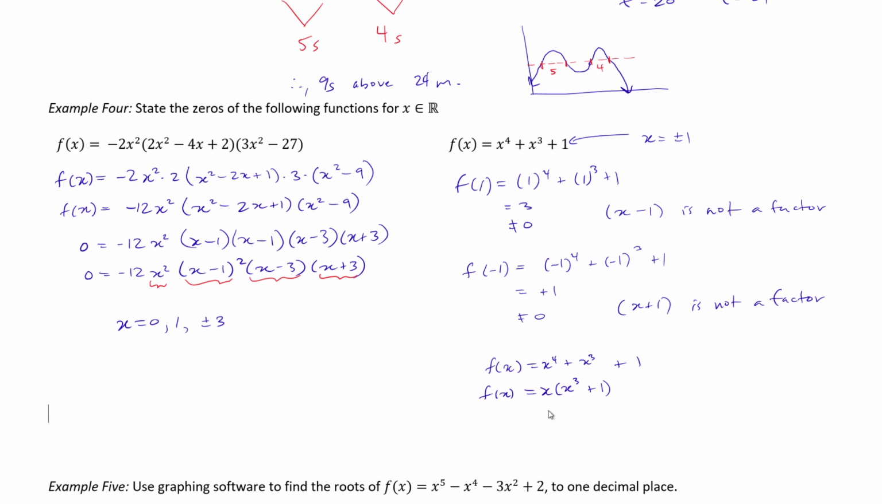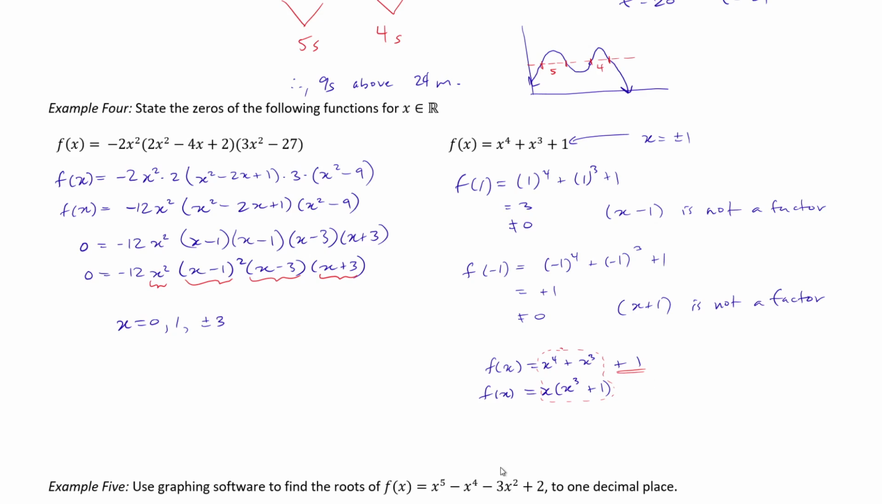If I was just looking at this function, this part right here, that's a quartic function, and that quartic function has zeros. Just this right here, the zeros there would be 0 and negative 1. Those would be my two zeros for this function. Negative 1 cubed is negative 1 plus 1, that would be equal to 0. And then x is equal to 0. So this function has zeros.